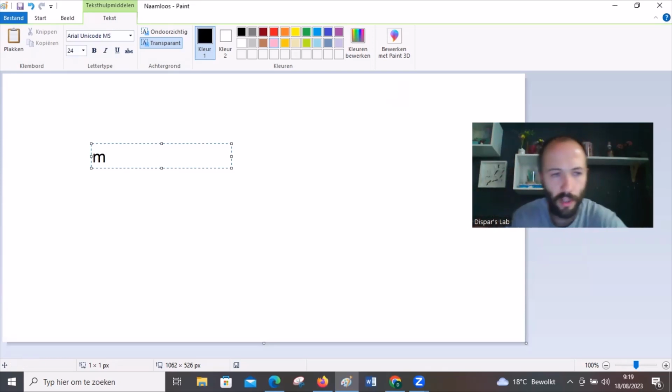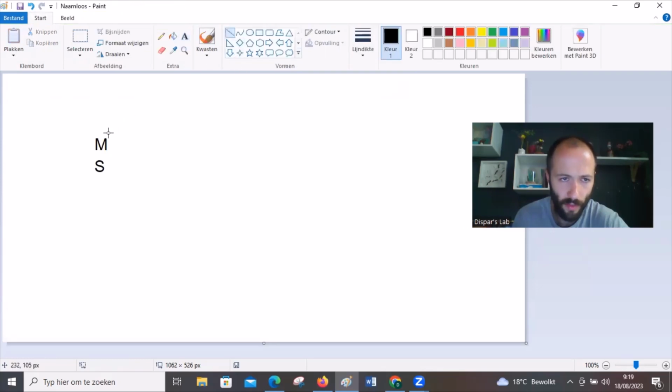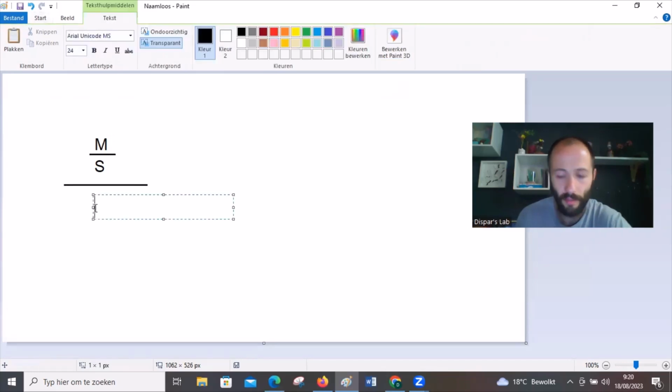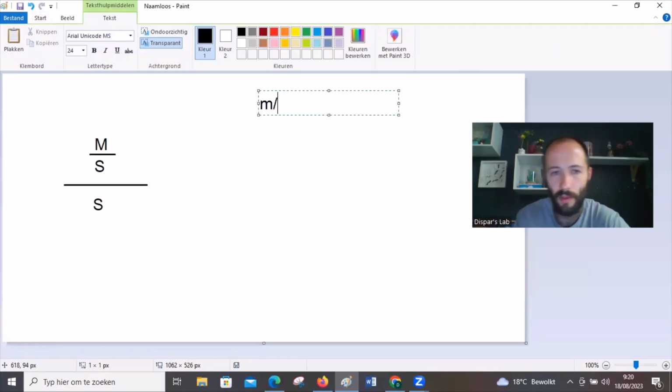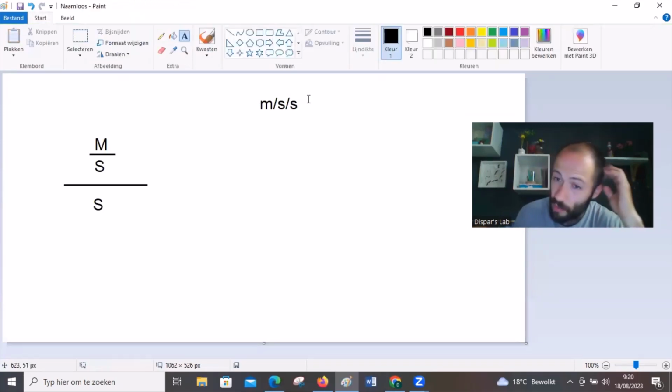So if we have meters per second, I'm going to write it differently. Meters per second is written as a fraction, meters per second over a second. That's how it's written. They just figured in physics, well, we can write it even shorter. We don't have to write it that way, we can write it differently. And so you can write it as a fraction.